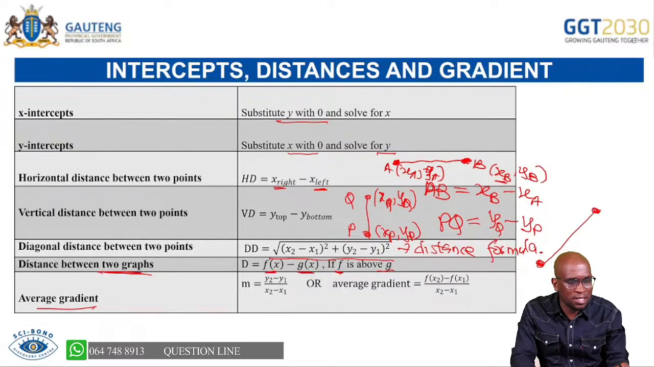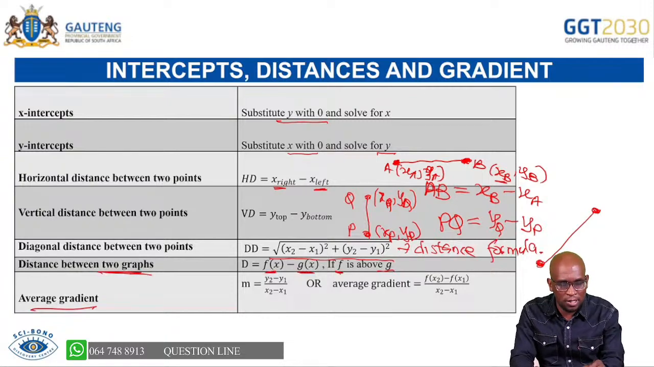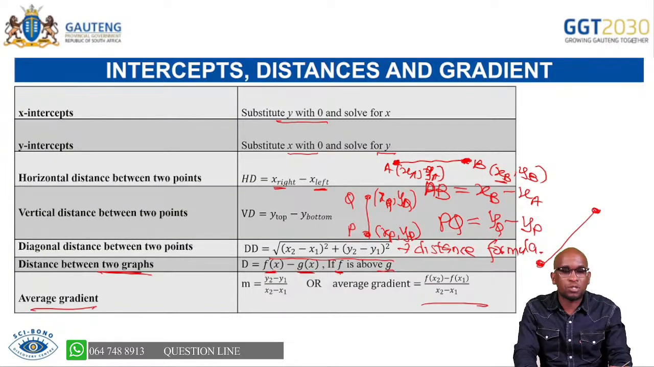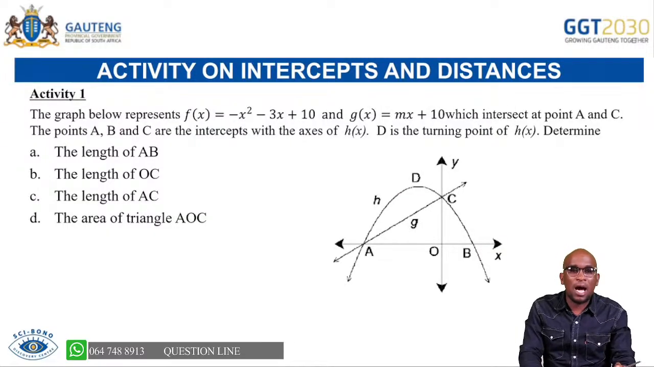And then from there, the average gradient is y2 minus y1 over x2 minus x1. In functional notation, it's f of x2 minus f of x1 divided by x2 minus x1. So that is the theory. Let's then move on.